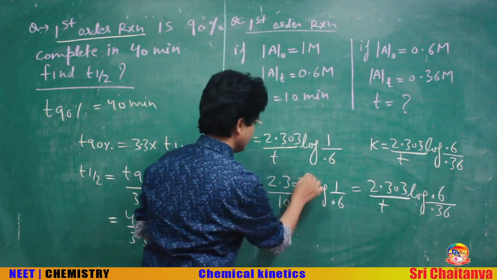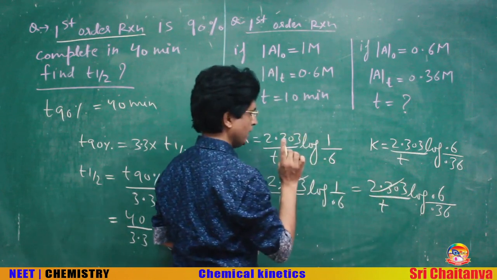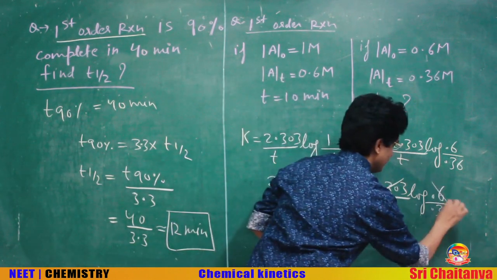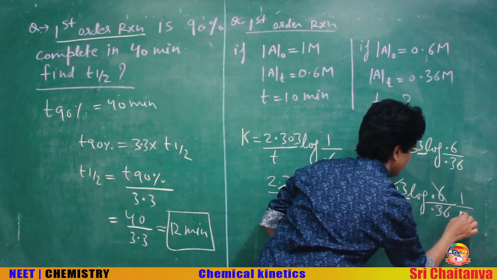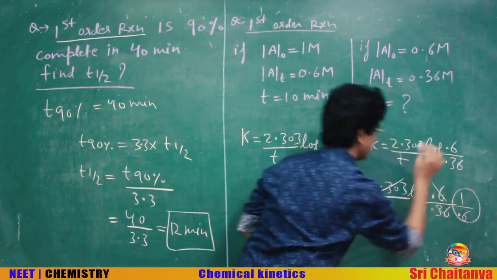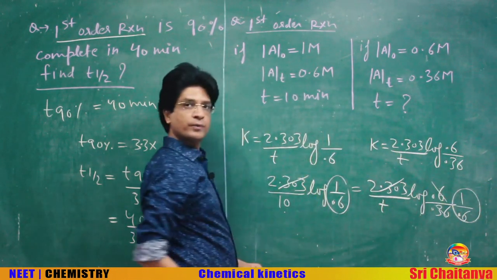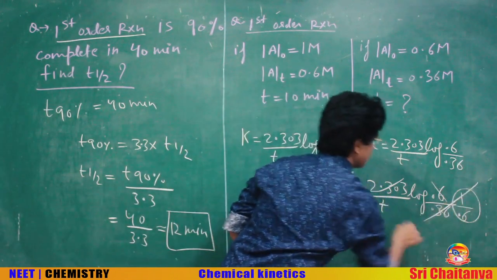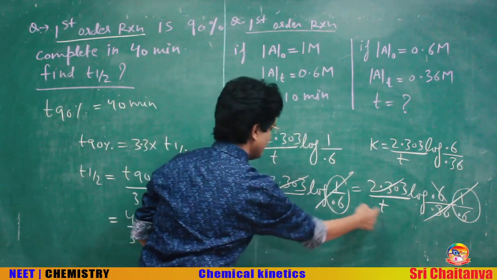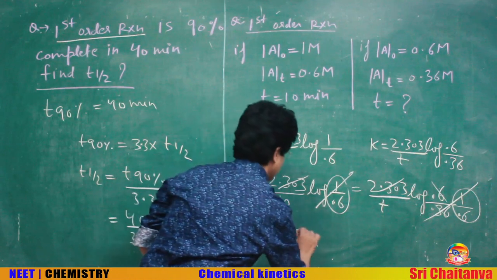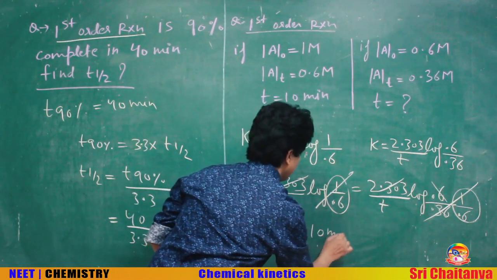Now see students, this will be cancelled. If we solve it, this ratio 1 upon 0.6 is equal to this ratio 0.6 upon 0.36. This can also be cancelled. So we are left with T equal to 10 minutes. So T will be 10 minutes.